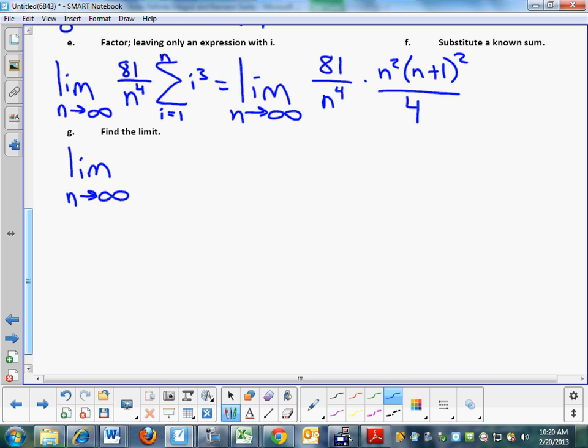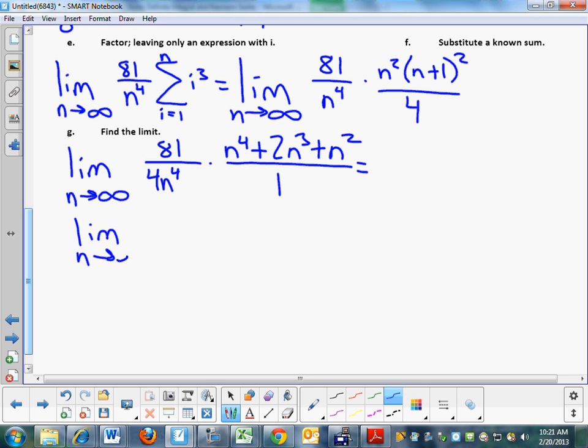Limit as n goes to infinity of 81 over 4n to the fourth times, up top here, I'm going to have n to the fourth plus 2n to the third plus n squared over 1. Everybody see how I got that? And that's why you're in this class, because your algebra is so good, right? You can just flip through and do that. So I squared the binomial and I distributed the n squared through. I got that. What do I factor out of the top?